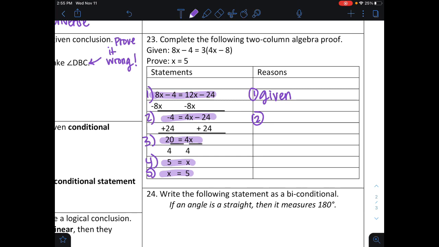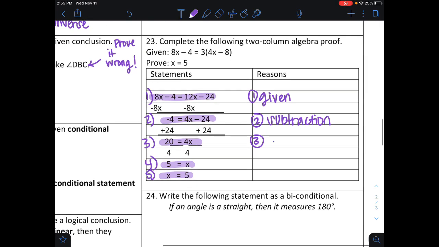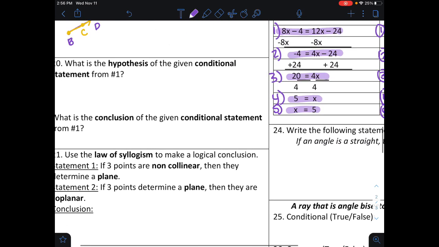So how do we get from step 1 to step 2? We subtracted. All right, how do we get from step 2 to step 3? Well, we added plus 24, so that's addition. How do we get from step 3 to step 4? We divided, so that's division. And how do we get from step 4 to step 5? We reflected, or used the reflexive property. Okay, so there you go.